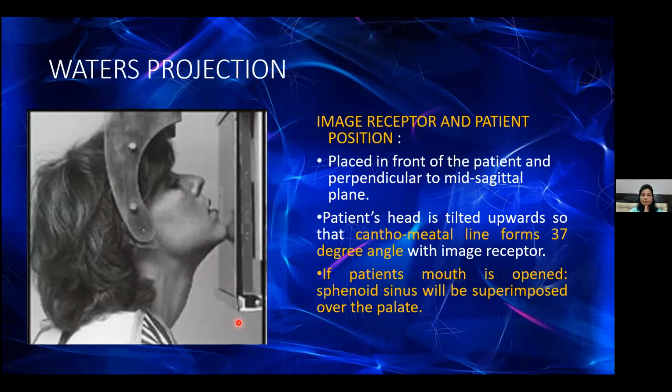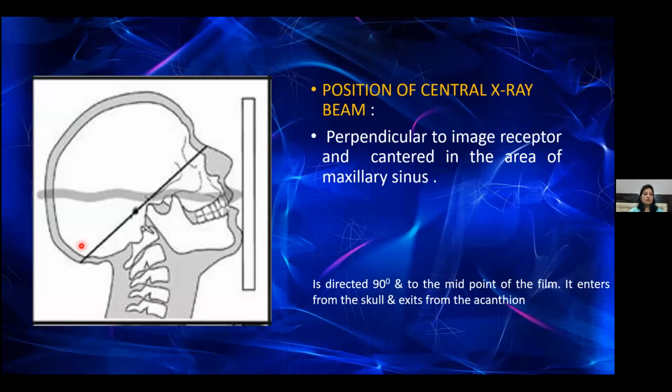Patient positioning, image receptor positioning clear. What is the third point? The central X-ray, right? What is the other name for Waters projection? PNS view. Chin touch. PNS view. PNS, okay, paranasal sinus view. What else? Someone said it right. Occipitomental view. So this is 37 degree occipitomental, that is Waters view. Why 37 degree? The canthomeatal line is forming a 37 degree angle with the image receptor. Clear?